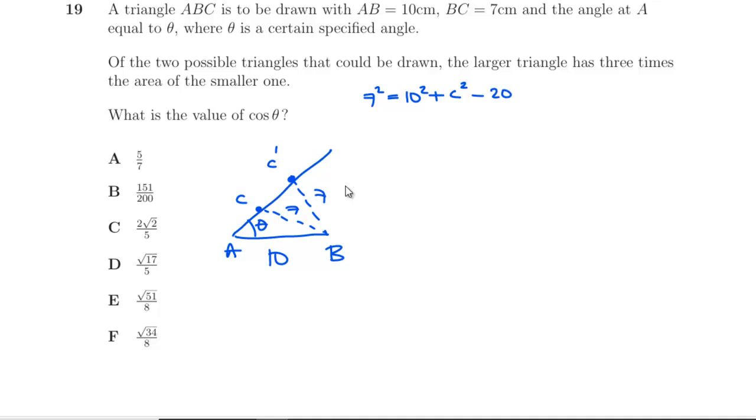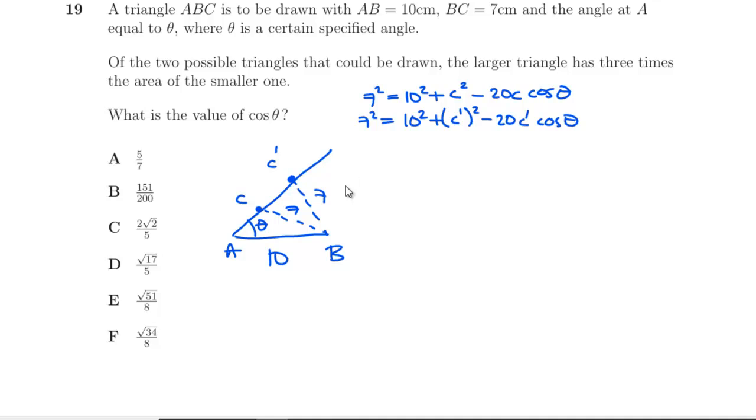Minus 20c cos theta, so that's one thing, but then I'll have that again for c prime, so I'll put that in a bracket, squared minus 20c prime cos theta, so I've got those. And then we've got this idea that the larger triangle is 3 times the size of the smaller one. So what do I do with that?